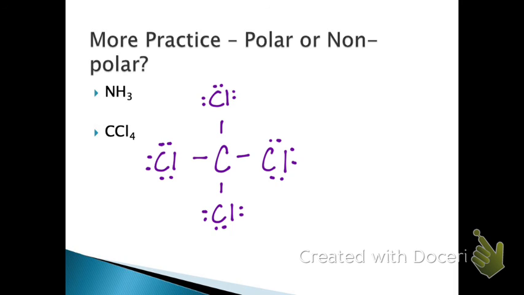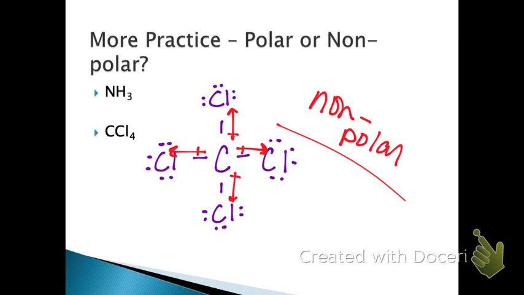But now I'm going to look at polarity here. Are the individual bonds polar? Yeah, I think they are. Chlorine is more electronegative than carbon. So the individual bonds are polar. But what happens here? Do they cancel each other out? Yes. This is geometrical symmetry as well as electron symmetry. So this molecule would be considered non-polar. Everything cancels out. There's no region of the molecule that has more electrons than another.